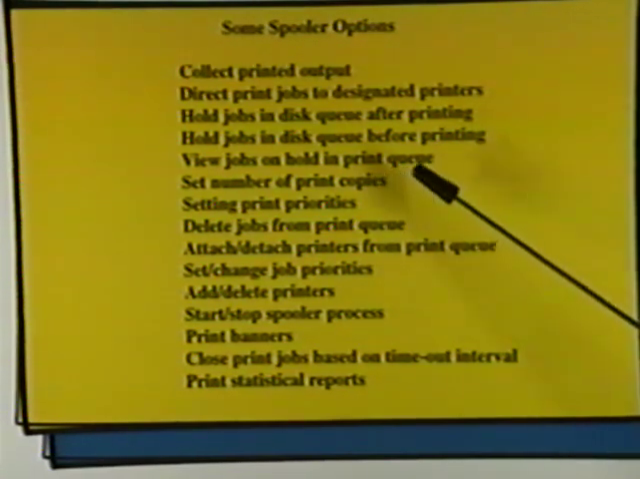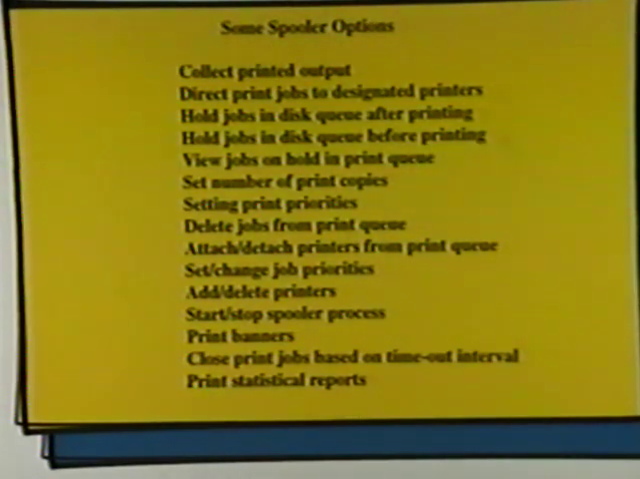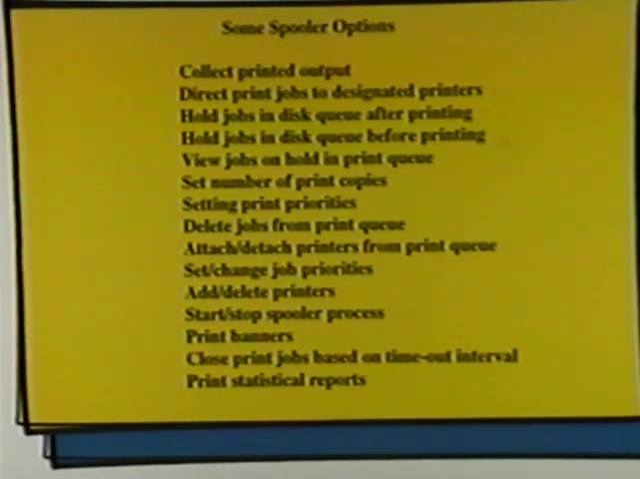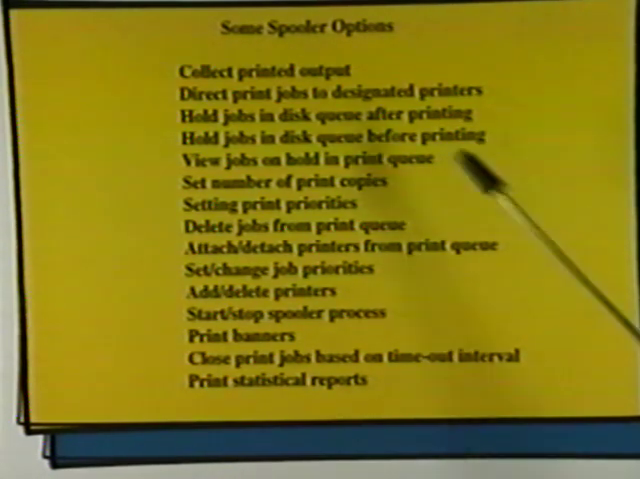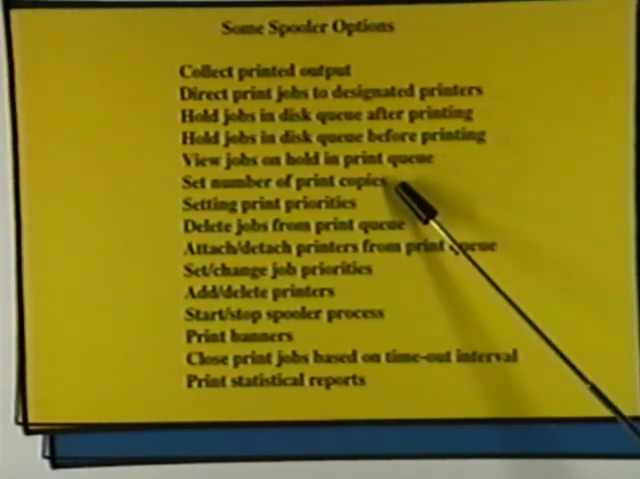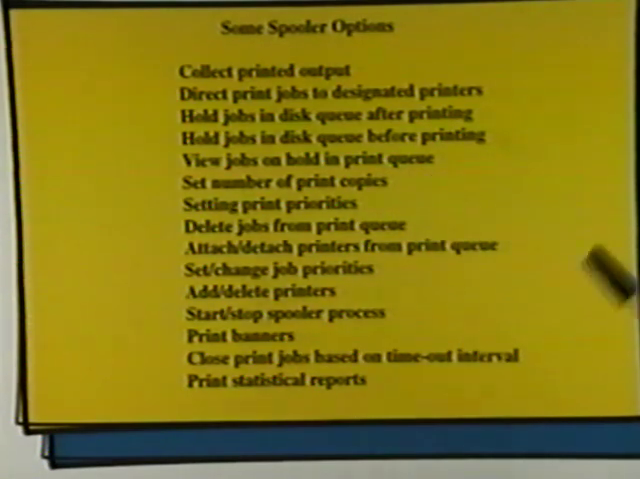Set number of print copies. This is actually an important spooler option because let's say you have a big document and you want to have 10 copies made. Rather than issuing 10 print requests and sending the job over the network 10 times, you can send the job once and tell the spooler that you want 10 copies. So that significantly cuts down on the amount of traffic that goes over the network.